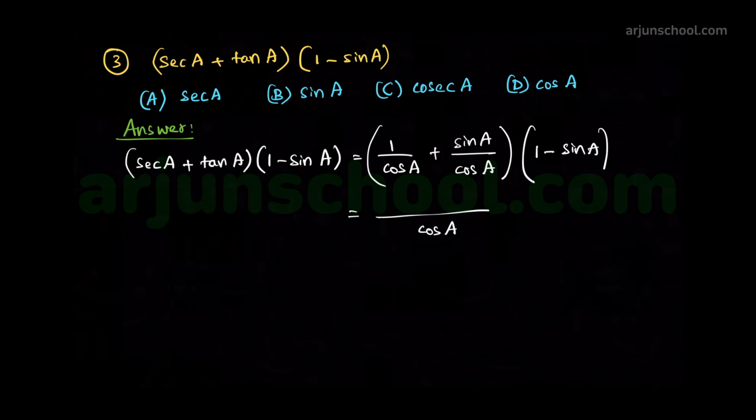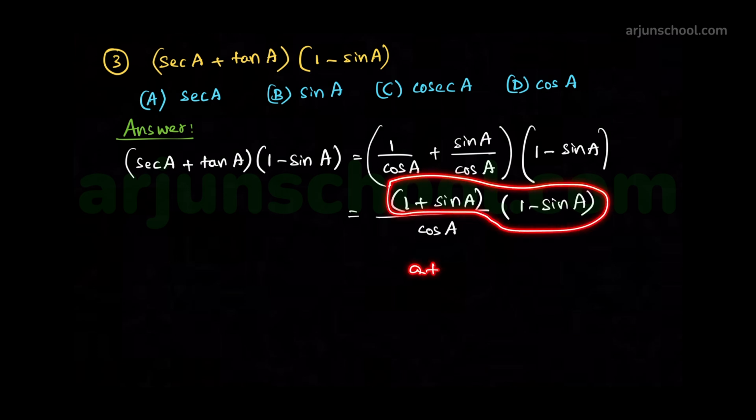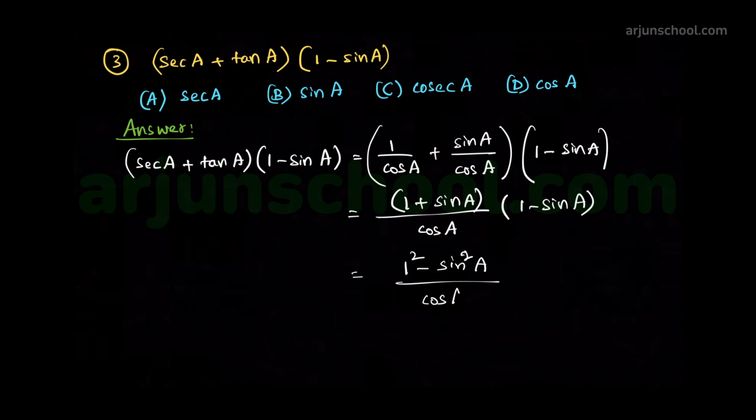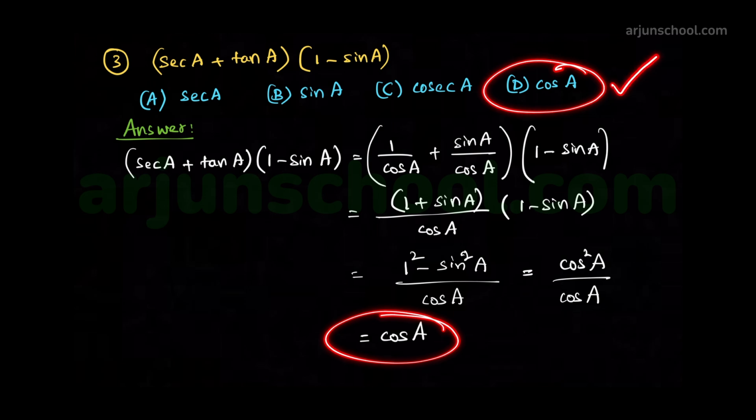We can take cos A as LCM, and in the numerator we get 1 plus sin A of 1 minus sin A. 1 plus sin A of 1 minus sin A is in the form A plus B of A minus B, which is equal to A square minus B square, where A is 1 and B is sin A. Therefore, the numerator becomes 1 square minus sin square A, and in the denominator we have cos A. From the identity sin square A plus cos square A is equal to 1, we can write 1 minus sin square A is equal to cos square A. Therefore, the expression becomes cos square A by cos A, which is equal to cos A. Therefore, the correct option for the given problem is option D, cos A.